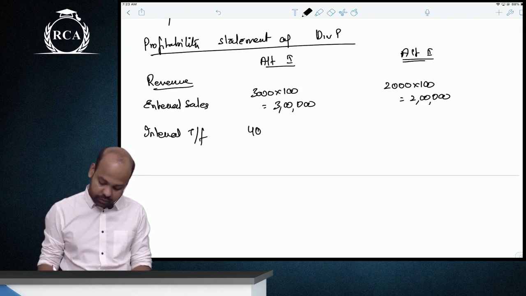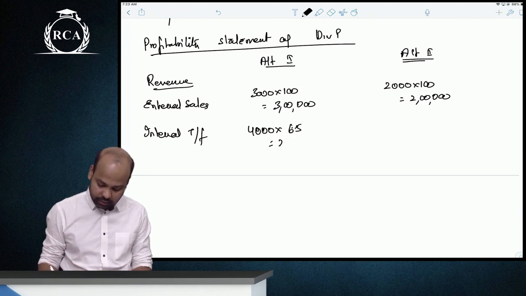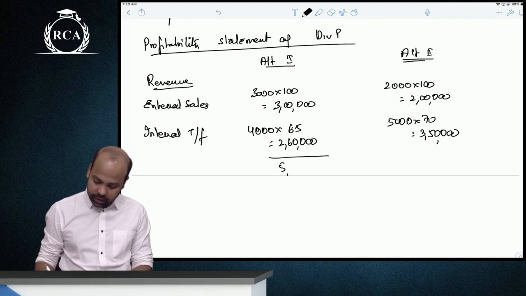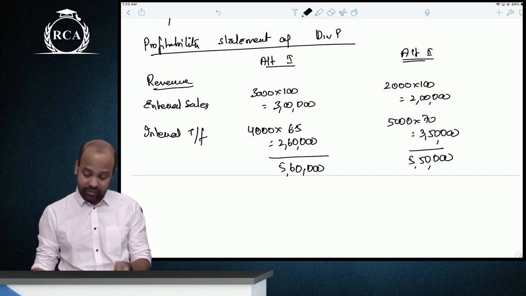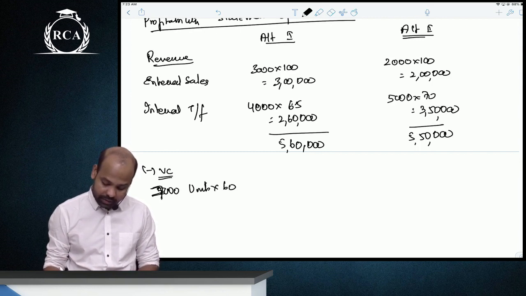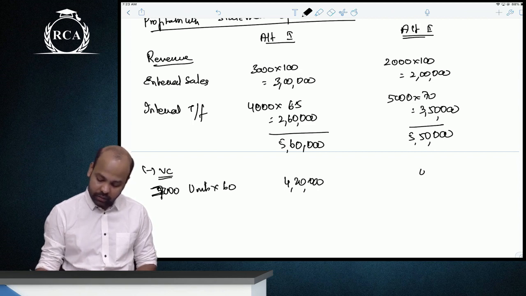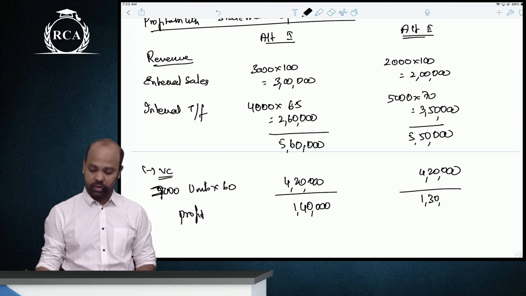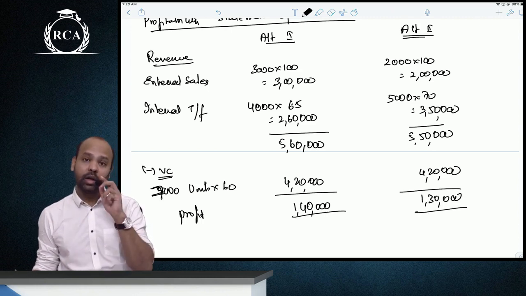Internal transfers: 4000 units at 65 rupees is 2,60,000, and here 5,000 units at 70 rupees is 3,50,000. We've already reached the conclusion that alternative 1 is better because the revenue is more. We need not go further, because variable cost would remain the same: 7,000 units multiplied by 60 rupees, 4,20,000 in both cases. So our profit would be 1,40,000 and 1,30,000.